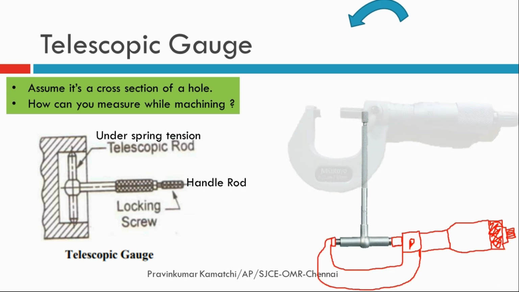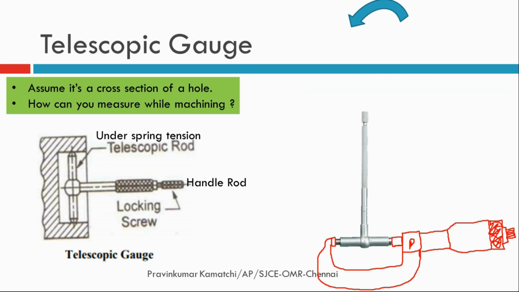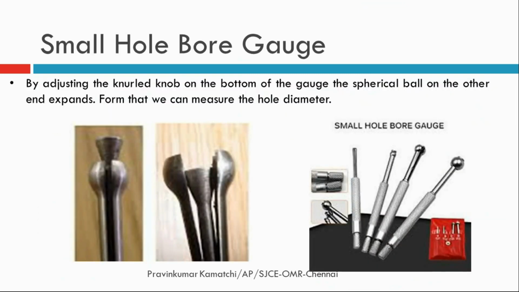And the next device is the small hole bore gauge. It is similar to the telescopic gauge. At one end, it has a knurled knob. At the other end, it has a special ball which can be expanded at its end. The ball is spherical in nature. With that spherical ball, we are able to measure hole diameters.